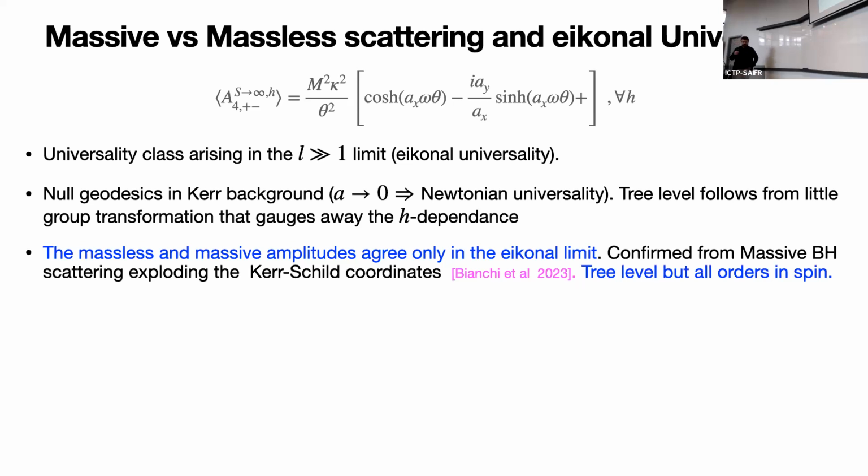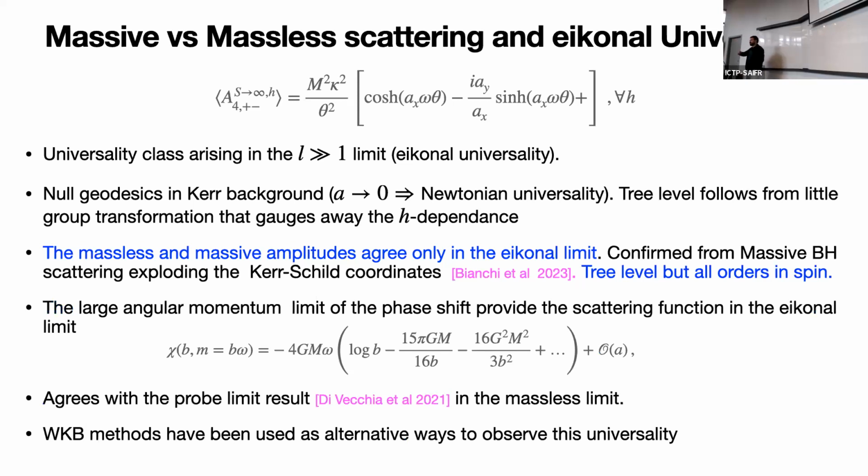There is something interesting if you did the computation for massive geodesics, which was actually done in a very recent paper by collaborators. If you do the massive geodesic computation and then take the massless limit, it turns out that the answer agrees with the black hole massless scattering only in the eikonal regime. So the message basically is that the massless scattering has more information than the massive scattering. You cannot just get massless scattering by taking the limit of massive scattering.